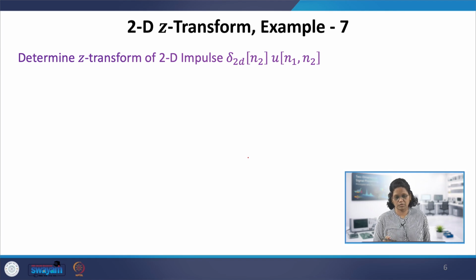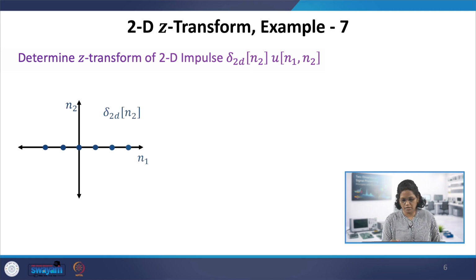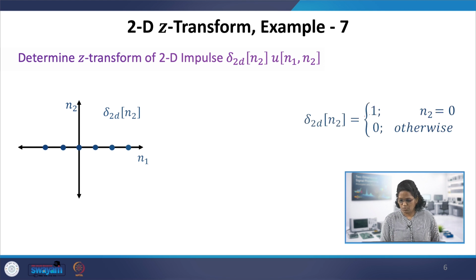And if we take some product of this impulse and the step sequences, so delta of 2D, n2 is the impulse. So this impulse is like a horizontal impulse. So when n2 is equal to 0, that means delta of 2D n2 is equal to 1. So this is where n2 equal to 0, this is 1, 0 otherwise.